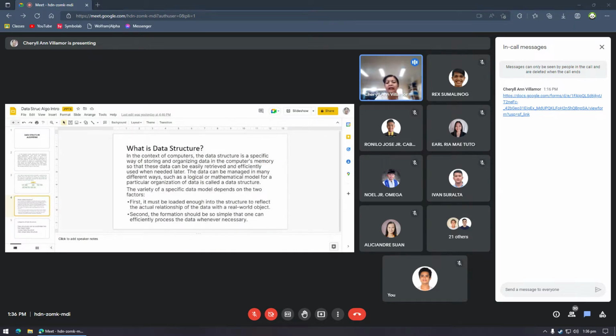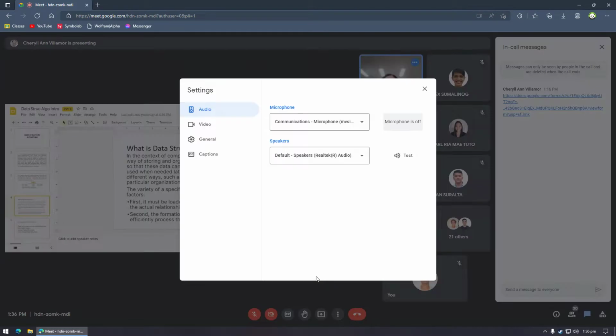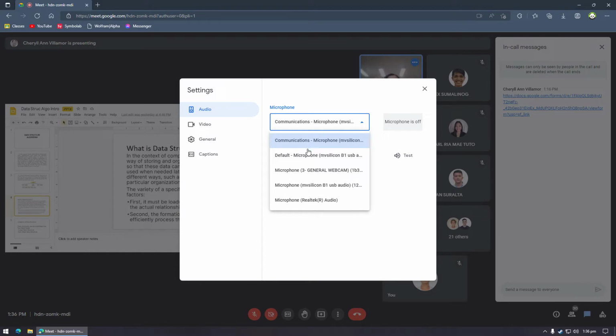To reflect the actual relationship of the data with a real world object. For the second one, the formation should be simple so that one can efficiently process the data whenever necessary. So, just two factors. The right and specific data model depends on those two factors.